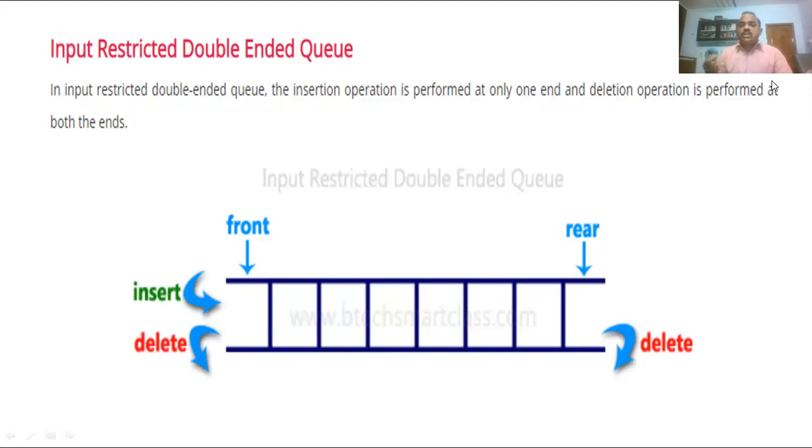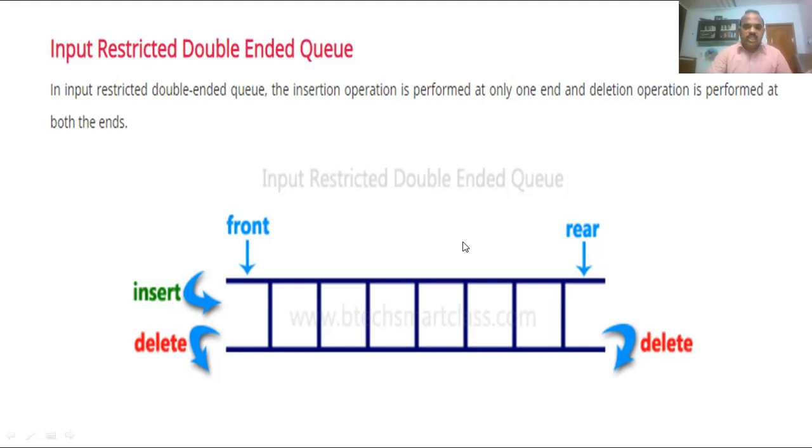Here, input restricted double-ended queue. Insert operation is done at only one end, and the remaining end is restricted. But delete operations are done from both ends. Clear? This is called input restricted double-ended queue. Input restricted means only one end is allowed to insert an element, but both ends are allowed to remove an element from the double-ended queue. Clear? That is called input restricted.